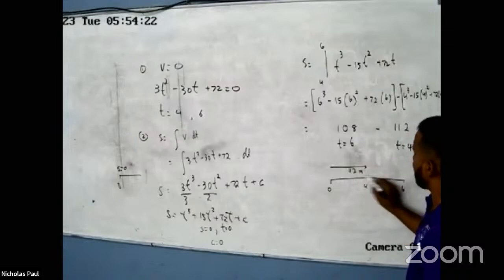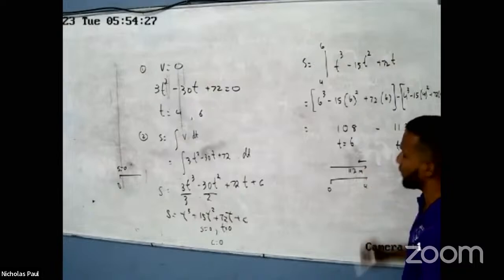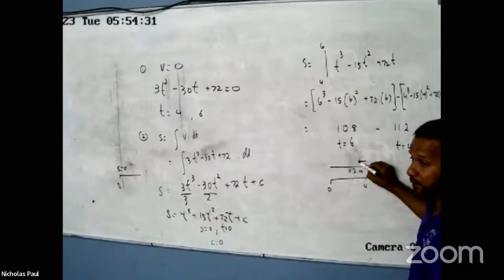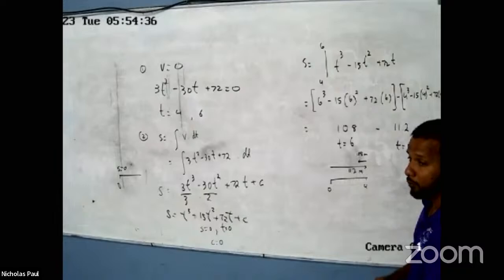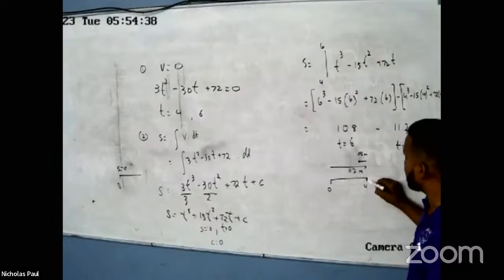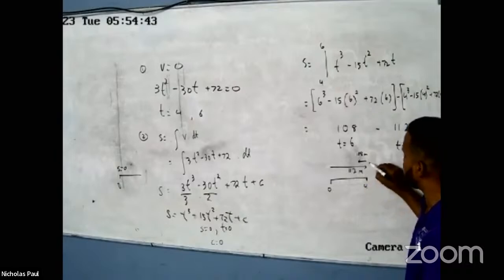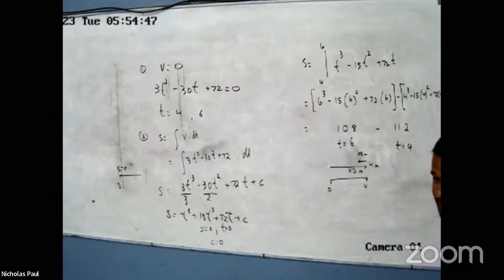And then for the next 2 seconds, they went back a little bit. So this is 4 seconds and this is 2 more seconds. So that's 6 seconds here. So they went back to about 108. So it means that between 4 seconds and 6 seconds, he would have covered a distance of 4 meters.